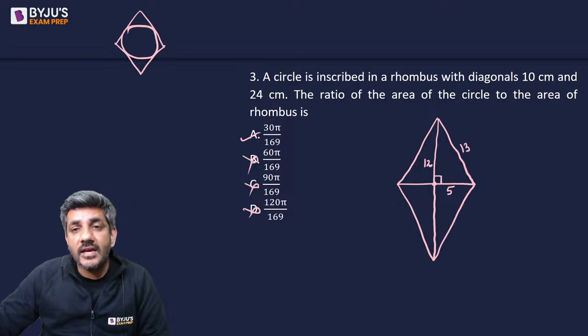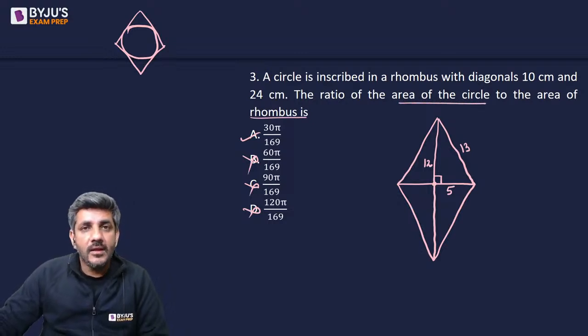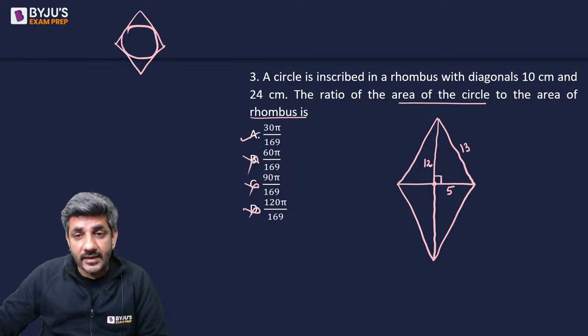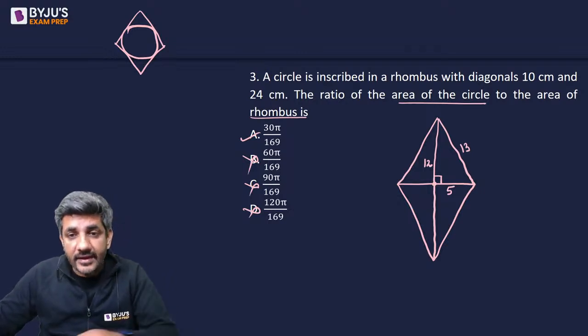Now question says what is the ratio of the area of the circle to the area of the rhombus. Now area of the circle कैसे निकालेंगे? So if I make a circle here, right?